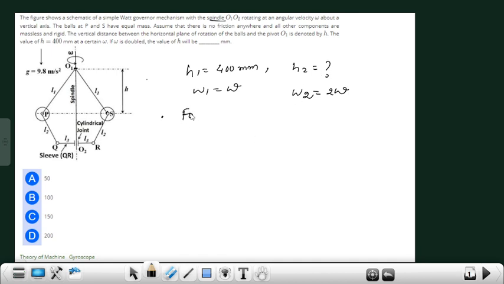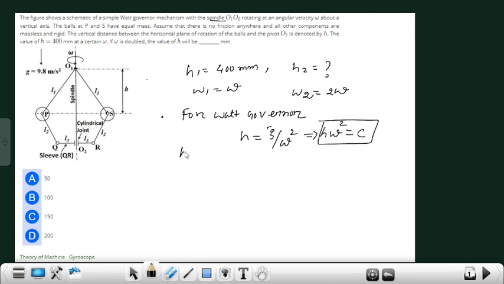We know for a Watt governor, H is equal to g by omega square. So H omega square is equal to constant, as the g value is constant. So relate this: H1 omega 1 square is equal to H2 omega 2 square.